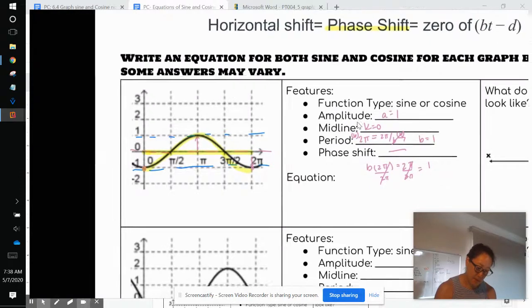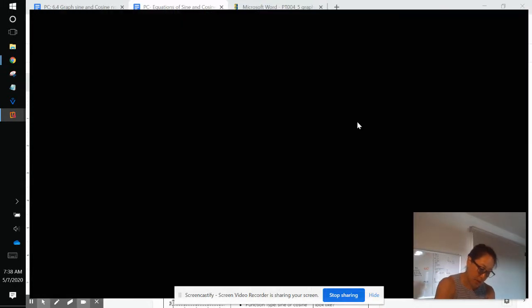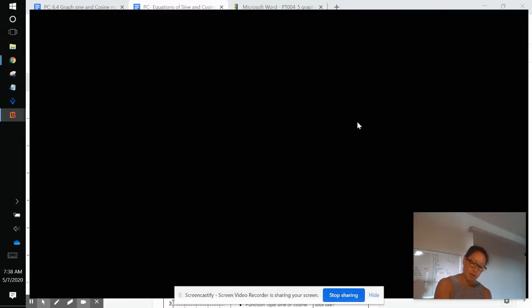Okay, so the next thing to do is figure out, do I have sine or do I have cosine? So a couple tricks: look at your x-axis, your y-axis. Does your graph start at the high point, the low point, or the midline? And it's actually going to start at the low point here. So a graph that starts at the midline is a sine graph. A graph that starts at the high point or the low point is going to be a cosine graph. Now, since we're starting at a relative min, this is a negative cosine graph.